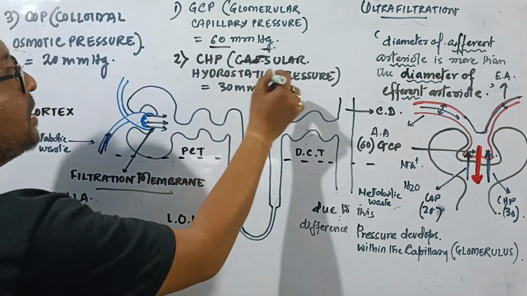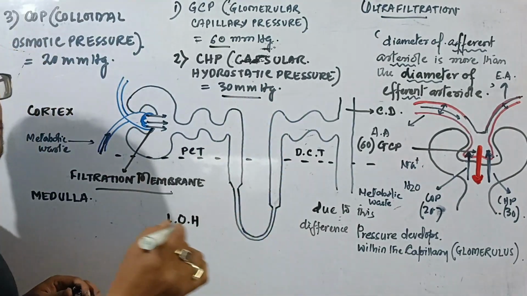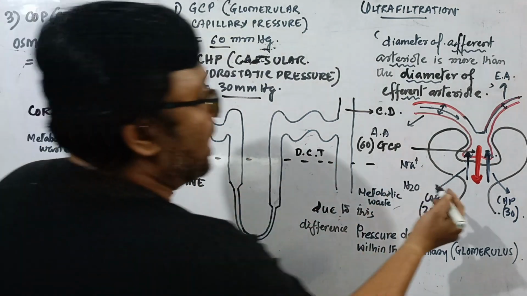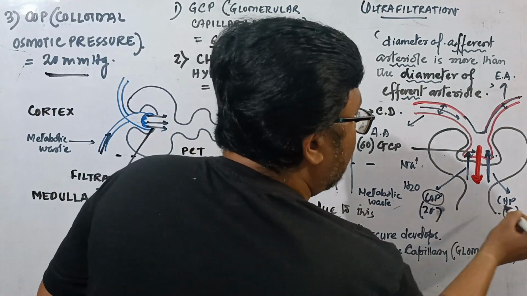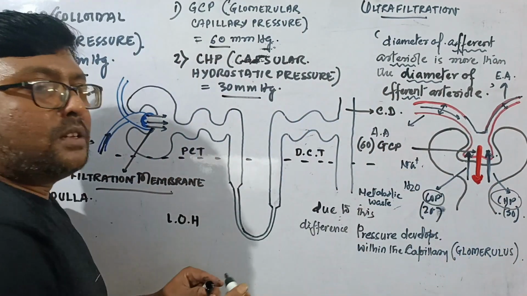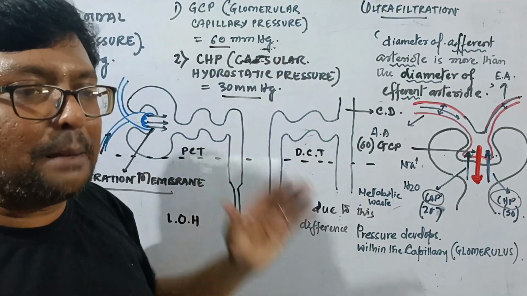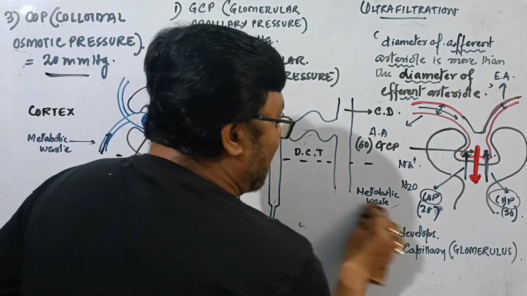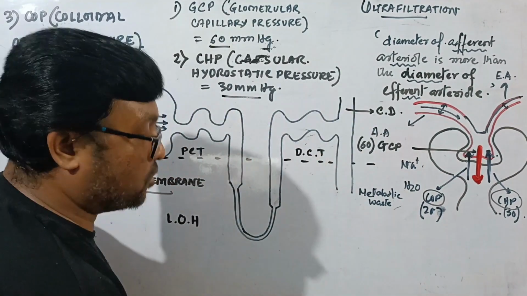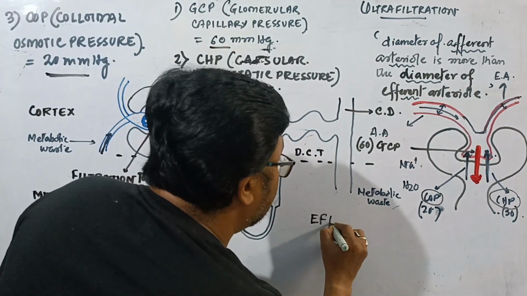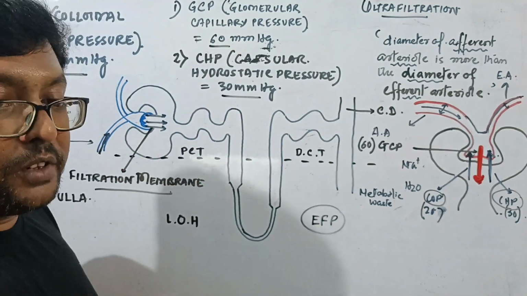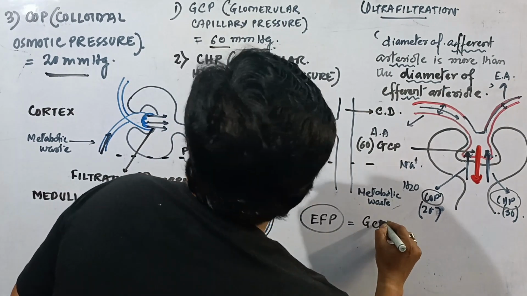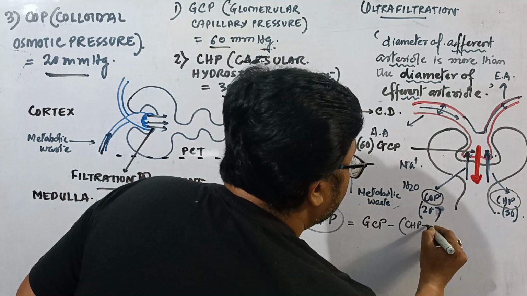Now the other one is basically capsular hydrostatic pressure. It is exactly around 30 mmHg, and colloidal osmotic pressure, that is 20 mmHg. And you can see that this colloidal osmotic pressure and this capsular hydrostatic pressure just oppose this glomerular capillary pressure. So as a result, an effective filtration pressure develops. Now what is effective filtration pressure? Effective filtration pressure is equal to GCP minus CHP plus COP.